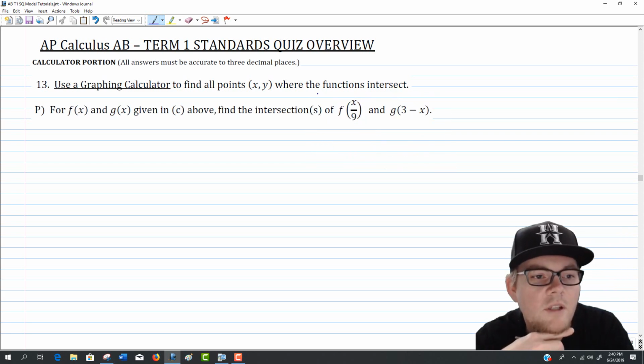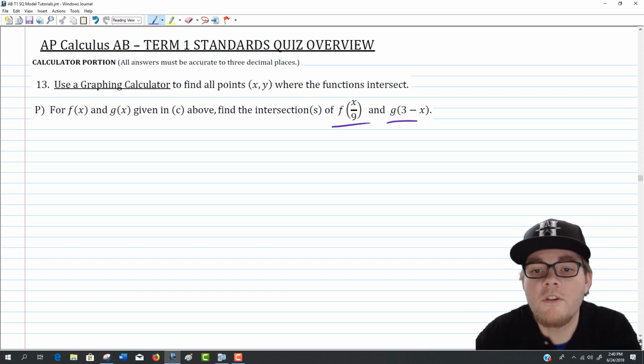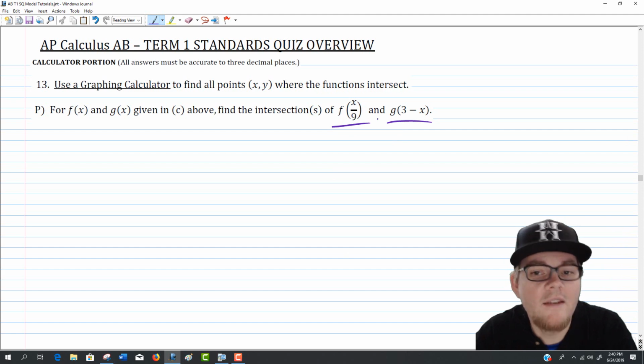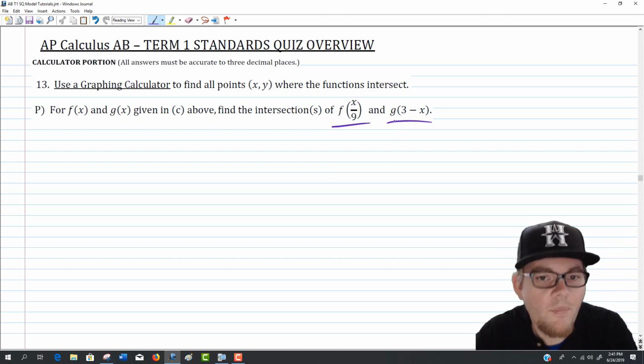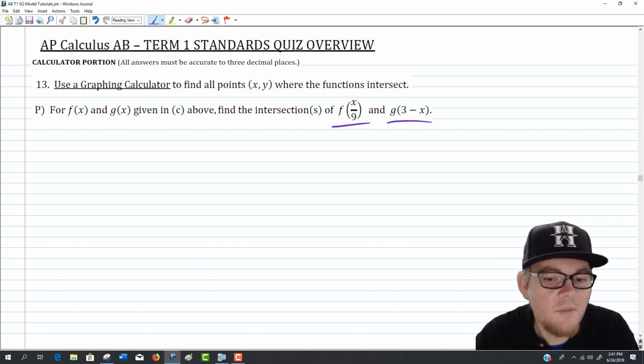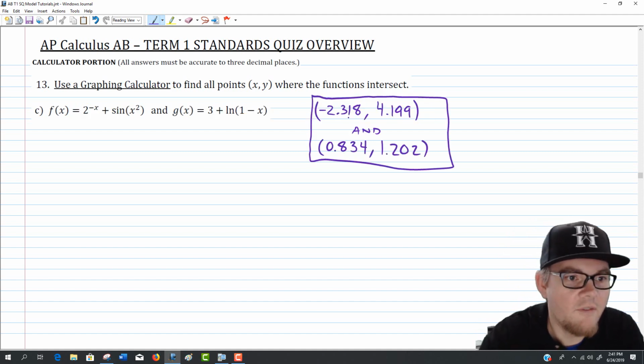On the plus question, it asks you to use f and g from before, but it wants you to find the intersections of two transformed versions of the functions, f of x over 9 and g of 3 minus x. And in order to do this, I don't want us to have to plug back in. Because for instance, look at f of x.